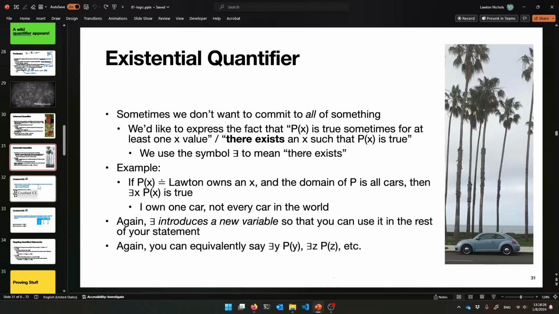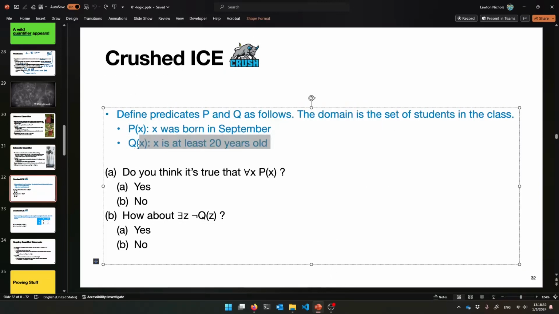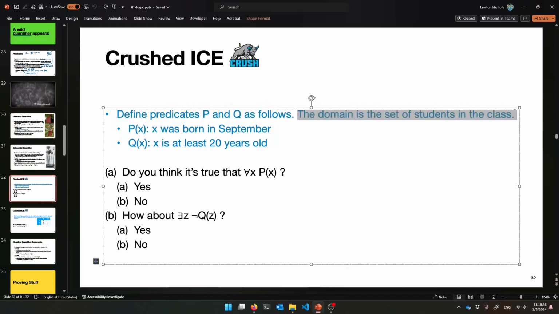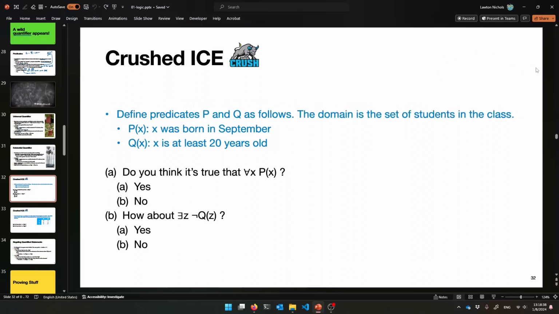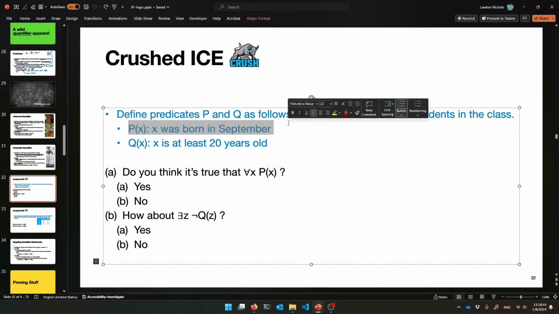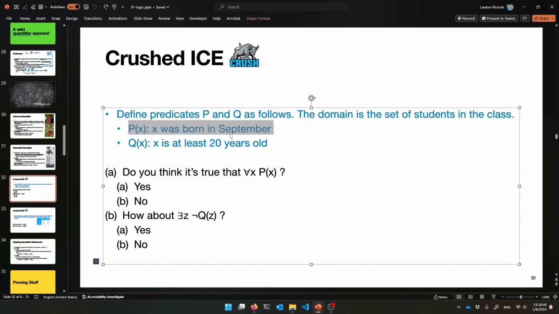So with that in mind, here's a question for you. You try this. Let me define two predicates, p of x and q of x. And the domain, let's pretend that the domain of each of these predicates is the set of students in the class. So you can plug in a student for these x variables, and it could either be true or false. So p of x, let's define that to mean that x was born in September. If p of x is true on a student, that means they were born in September. And then let's define q of x to be that x is at least 20 years old.